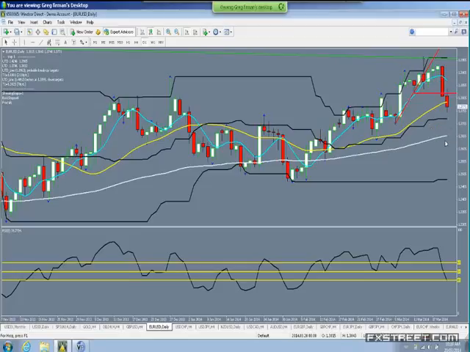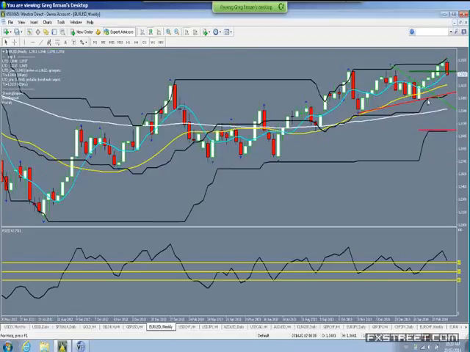We need to break 137.24, and we need to break 136.57. I'm not confident. My optimism on that happening is guarded. I'm not convinced that that's what's going to happen here. Okay, so what we can do is point out the main levels on the weekly.